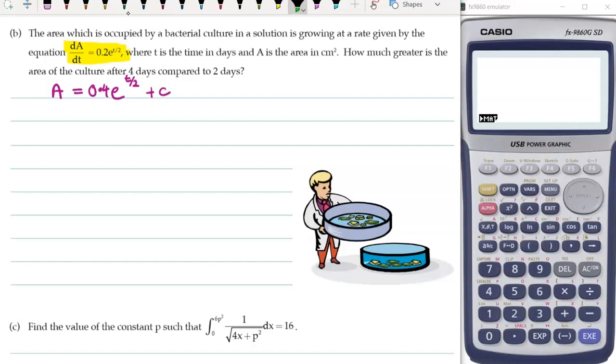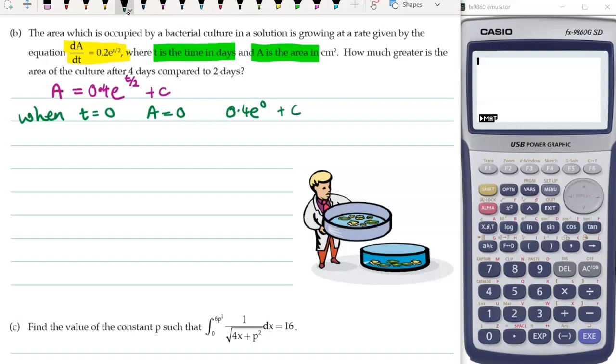So we'll start with t being the time in days, a is the area, and I don't like making assumptions, but for this one we're going to assume that it starts from nothing so that we can work out the c. So when t is 0, a is 0, so 0.4 e to the 0 plus c is equal to 0. So c is minus 0.4. When t is 2, because we're going to work out for 2 days and 4 days.